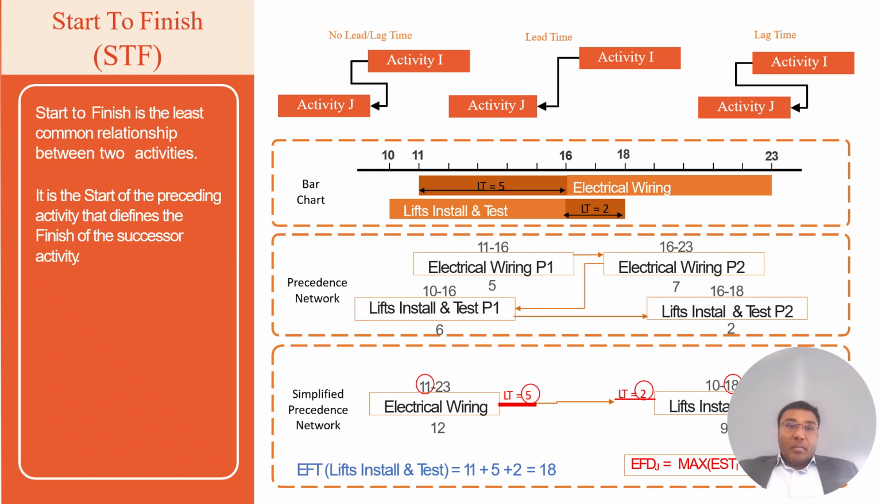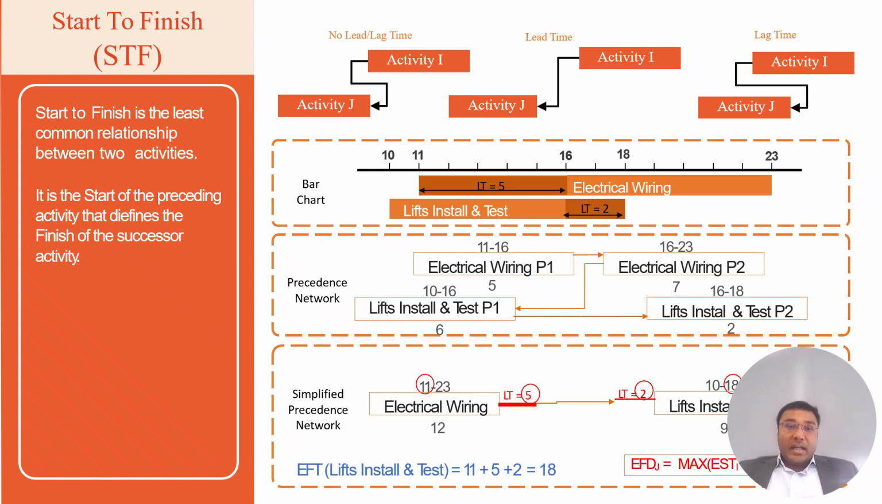Then comes the last complex type, which is start to finish, which is rare. It refers to a successor activity that cannot finish until the predecessor activity has started. This is one of the least common relationships. In the example here, the finish of lift testing depends on the start of electrical wiring. You can still start activity J, installing your lift, but you cannot power it up. You cannot give power until the electrical wiring has been done.